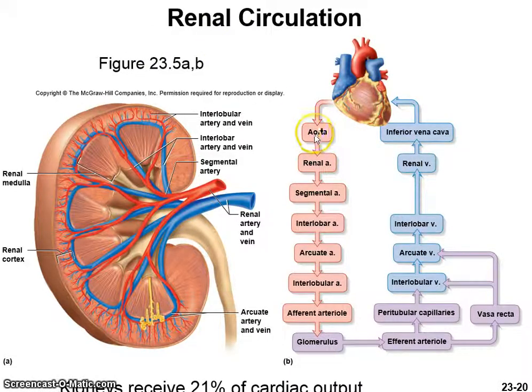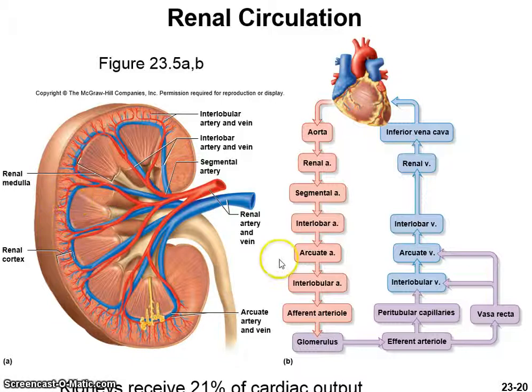So first we've got the aorta. The aorta is coming down, and as it comes down, it forms the renal artery, which is going to be this. Then we have the interlobar arteries, interlobar as in between the lobes. So the interlobar arteries go through here, followed by the arcuate arteries. Arcuate as in it forms the arc.